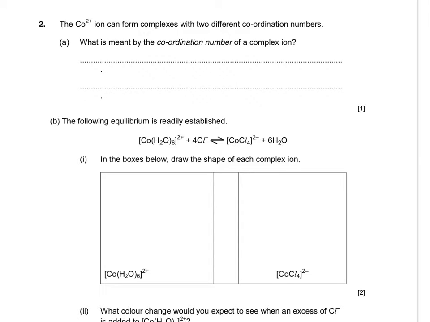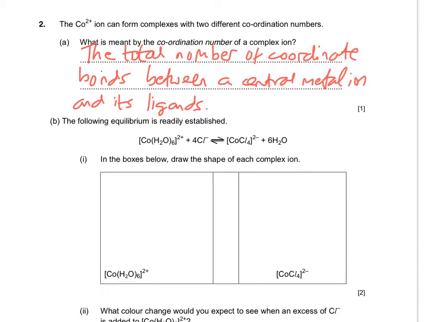So the next question is about the cobalt ion, cobalt 2+. They ask us to say what's meant by the coordination number of a complex ion. So this is best described as the total number of coordinate bonds between a central metal ion and its ligands.